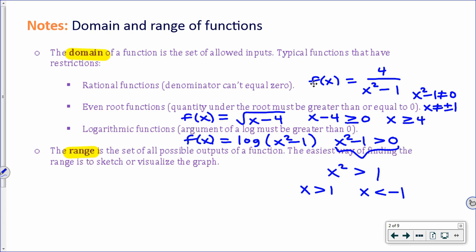And then the range, we tend to need a graph for that. There aren't really rules for range. It's just what y values, what function outputs appear on that function. So it's nice to have a calculator in order to do range. You can graph the function and see what y values appear on it. Otherwise, you'll have to imagine simply plugging in or substituting in all of your possible domain values in order to determine what your range values are.